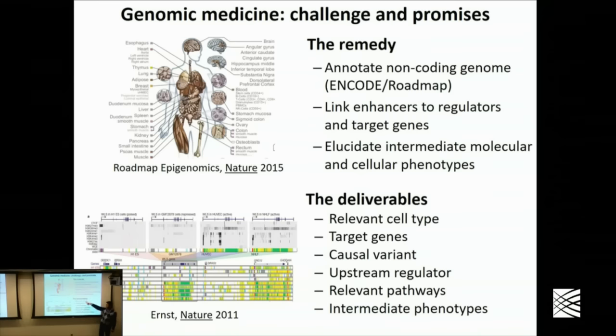So what we're going to deliver is, number one, for every region of genetic association, what is the relevant cell type? Number two, what are the target genes? Number three, what is the causal variant? Number four, who is the upstream regulator? Number five, what is the relevant pathway? And number six, what are the intermediate phenotypes? So these are the 6 things that we'd like to know for every one of these non-coding associations. And how many are there? There are thousands of those. So, 90% of GWAS hits require this. And now there are thousands upon thousands of genetic association studies, results that are simply sitting uninterpreted.